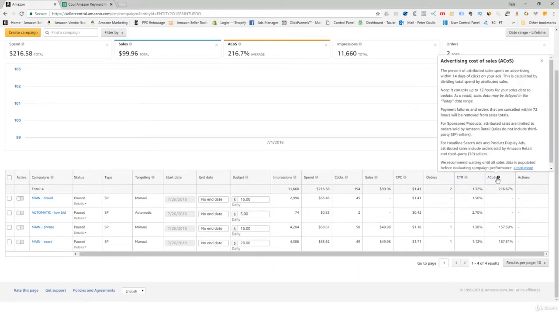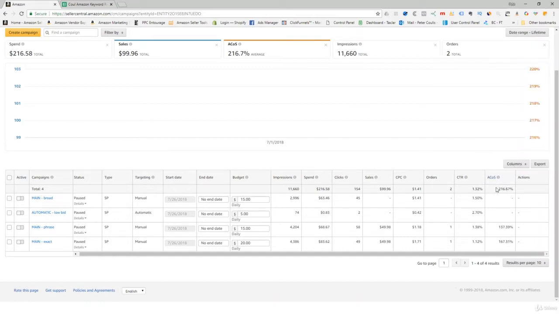ACOS. ACOS, the most important one of all. Advertising cost of sale. This is calculated by dividing the total ad spend by total sales. So I have a 216% ACOS for this little test campaign setup here. Is that good? Nope, it is horrible. But I let these campaigns run for all of a couple days.